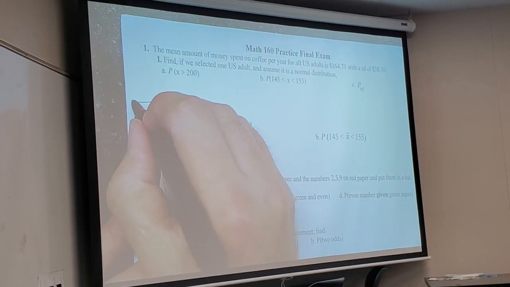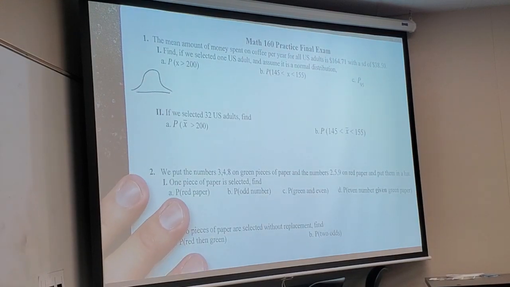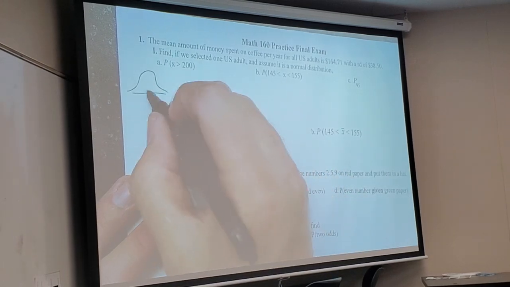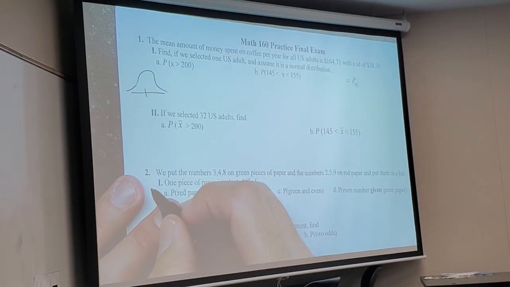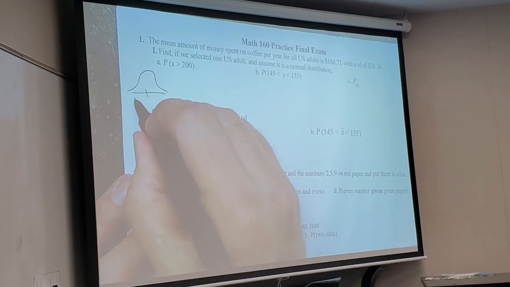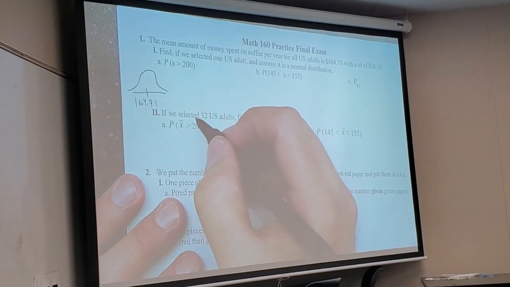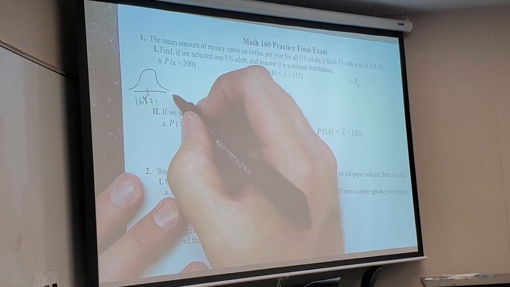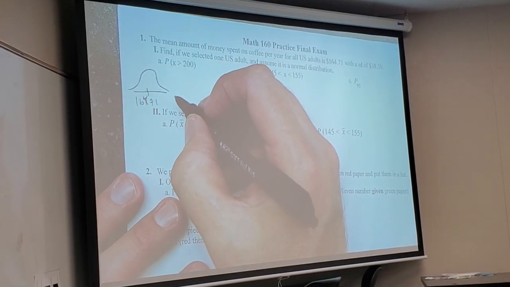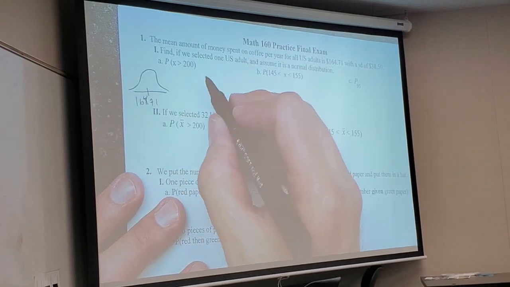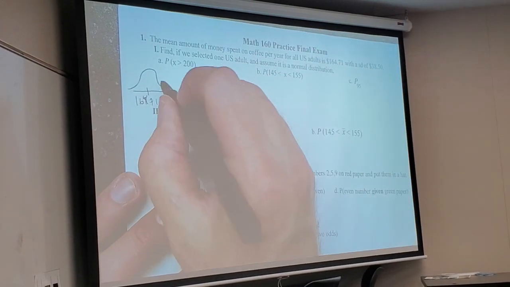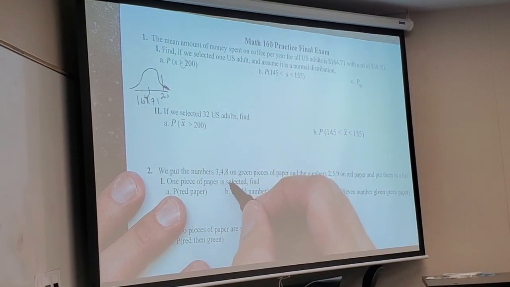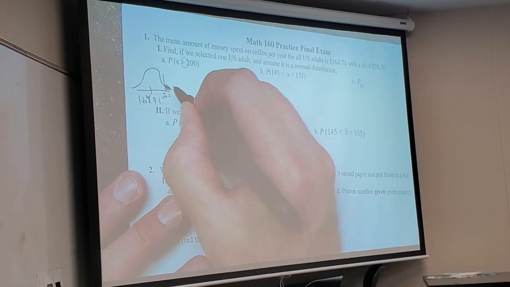I can draw that. Yeehaw. What goes in the middle? 164. Yeah, the mean, 164.71. And what data point am I interested in? Sure, Jeff, what data point am I interested in? 200. Yeah, the question's asked about 200, so let me put 200 where it goes. And I want to know greater than, so it's going to be that area. So I know it's going to be less than half for sure.